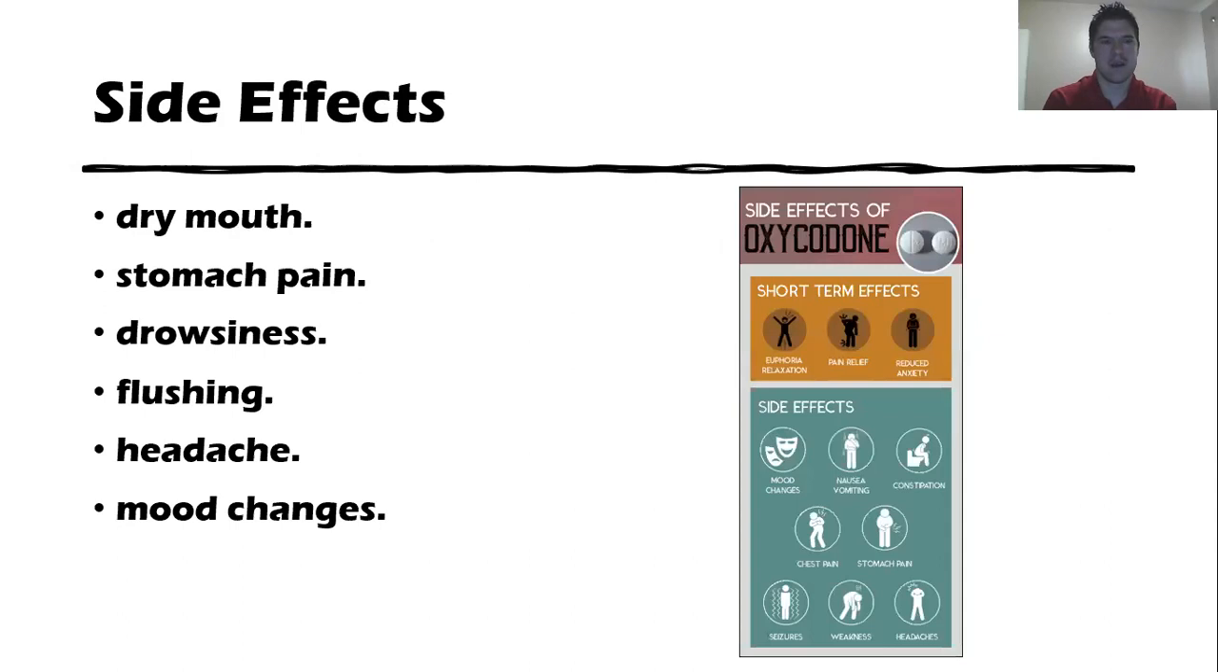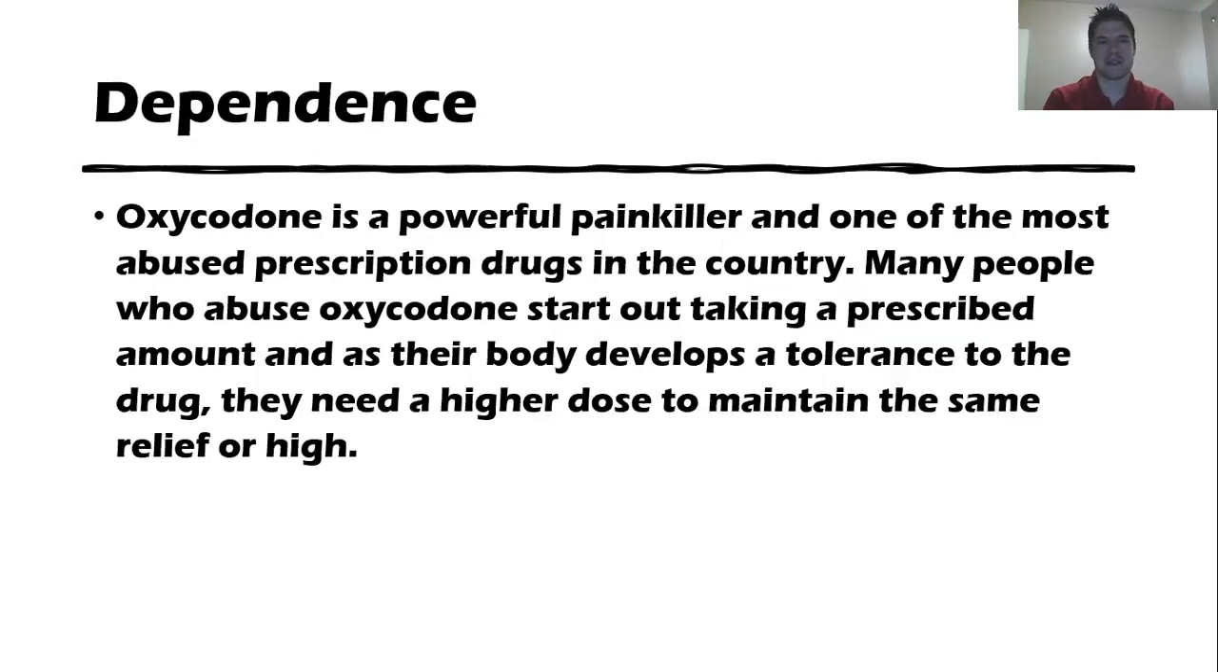Side effects. Dry mouth, stomach pain, drowsiness, flushing, headache, and mood changes. Dependence. Oxycodone is a powerful painkiller and one of the most abused prescription drugs in the country. Many people who abuse oxycodone start out taking a prescribed amount, and as their body develops a tolerance to the drug, they need a higher dose to maintain the same relief or high.